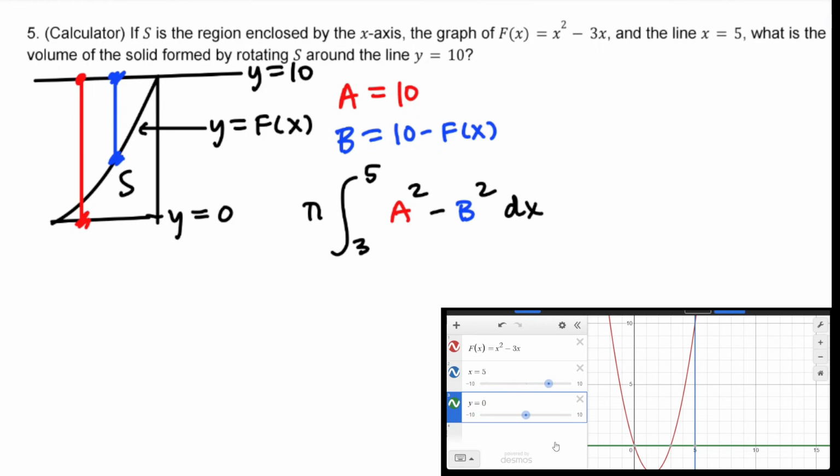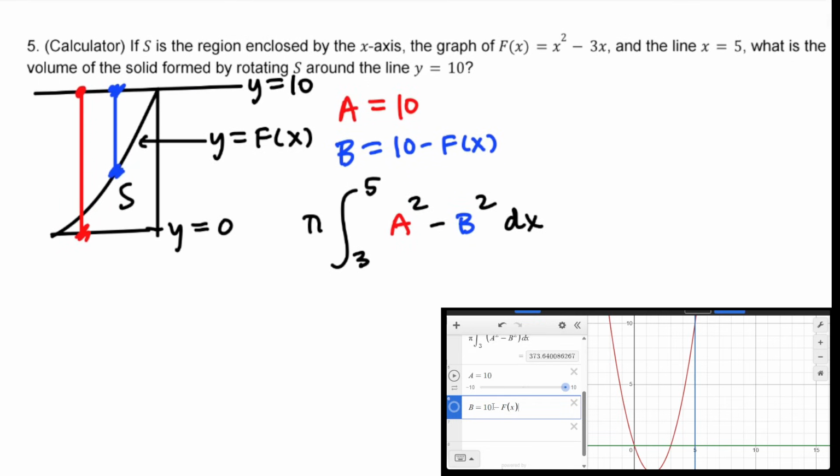All right, so now we're going to go to the calculator and ask for pi times the integral from 3 to 5 of a squared minus b squared. I'm going to need parentheses around that. Dx, and of course it doesn't know what I mean by a and b, so I'm going to need to go and define those. No, definitely not a equals 1 and b equals 1. A equals 10, and b is going to equal 10 minus f of x. Okay, and there we go.